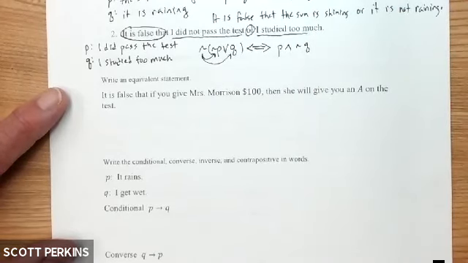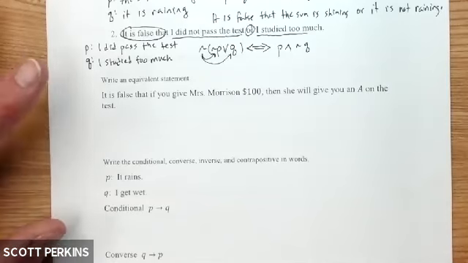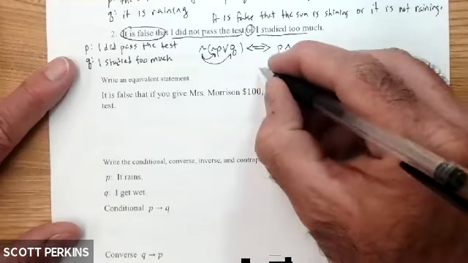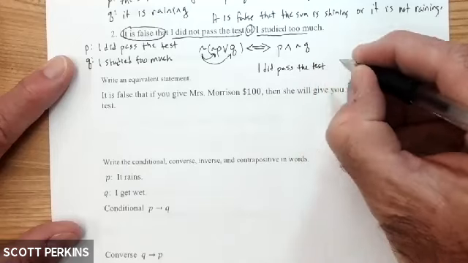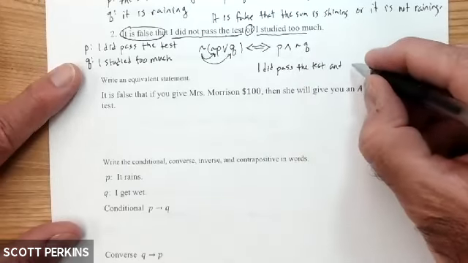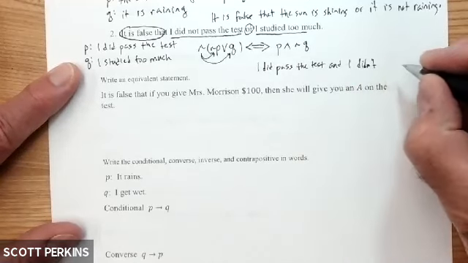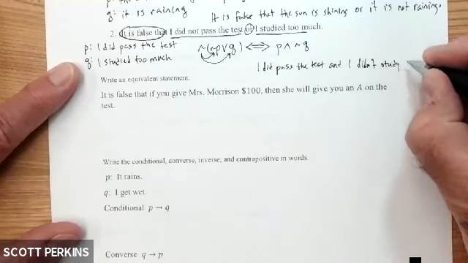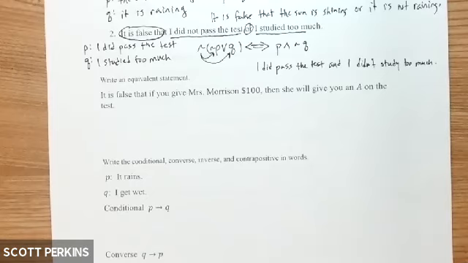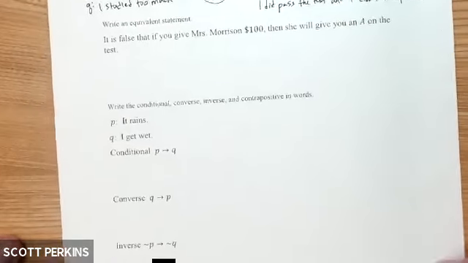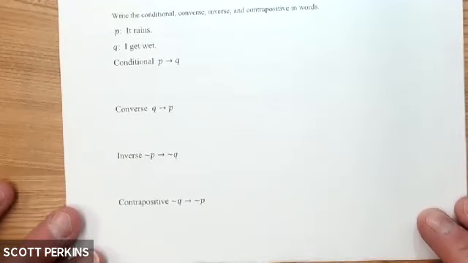And then the last little bit is to take that and write it in words. When I write that in words, statement P is I did pass the test, and then squiggly Q is I didn't study too much. Okay, we're going to slide down to the bottom. That's De Morgan's laws. We've talked about them pretty extensively.